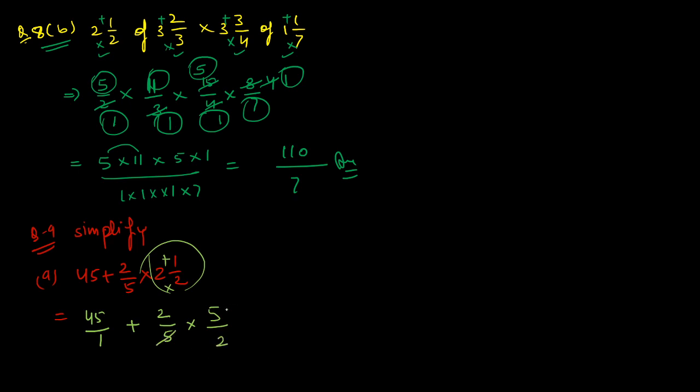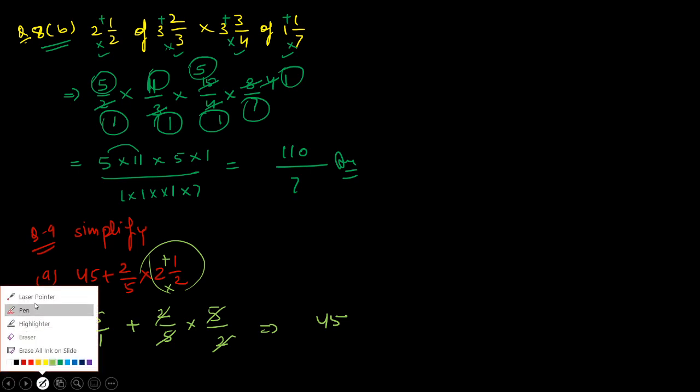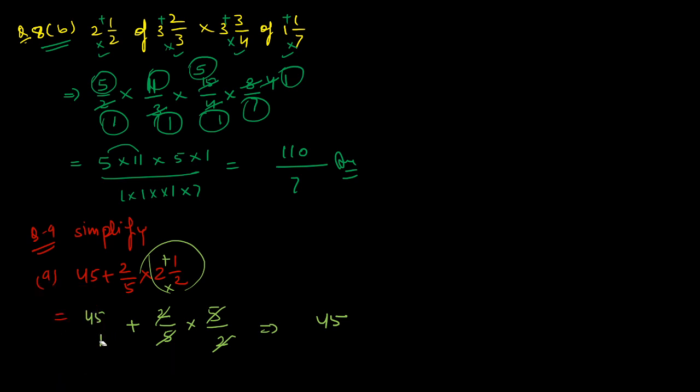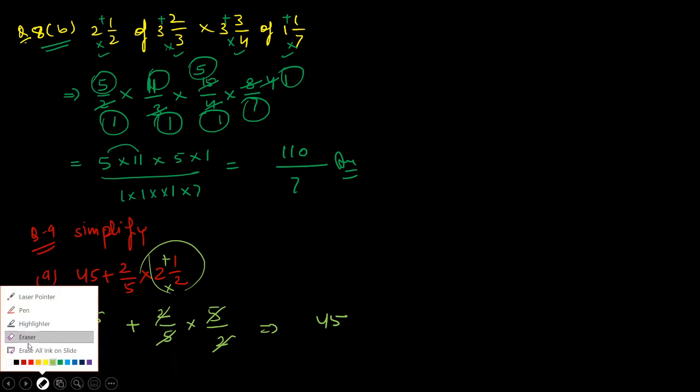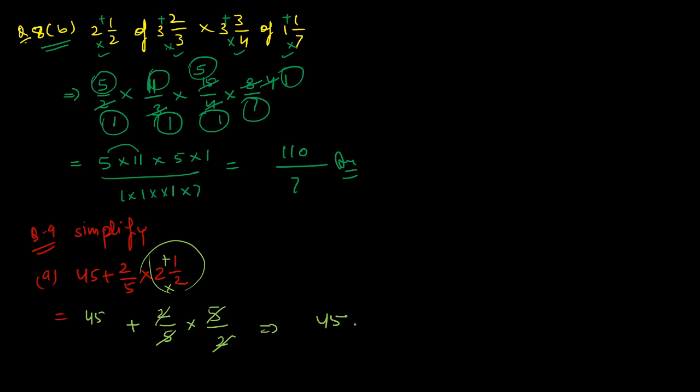Fine. So now students, 5 5 cancel, 2 2 cancel. What we have got? We have got 45. Okay, don't write anything in the denominator of 45 because we don't need it here. Now students, 45 plus, here everything is cancelled. What is left? 1 is left. So 45 plus 1 is 46, and that is your answer. Okay students.